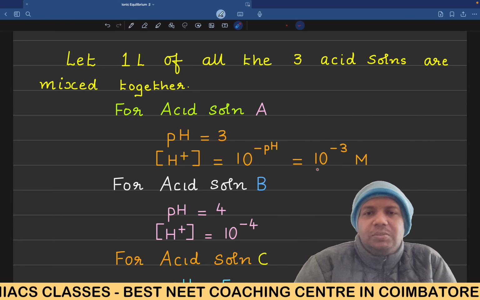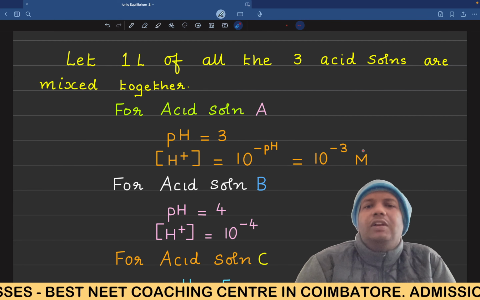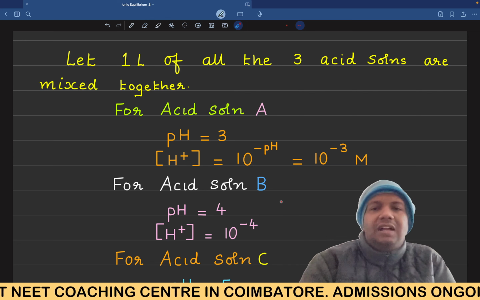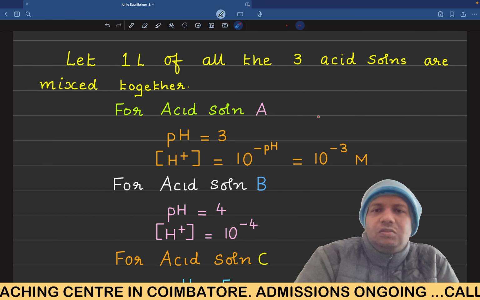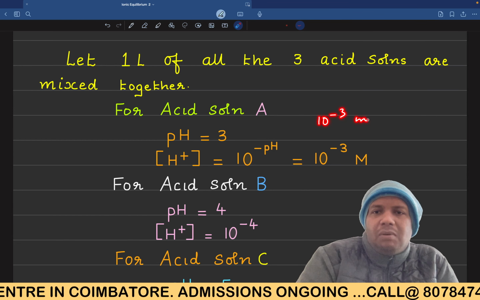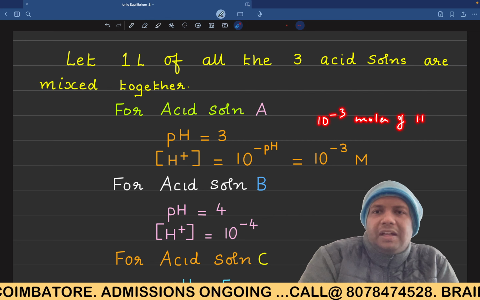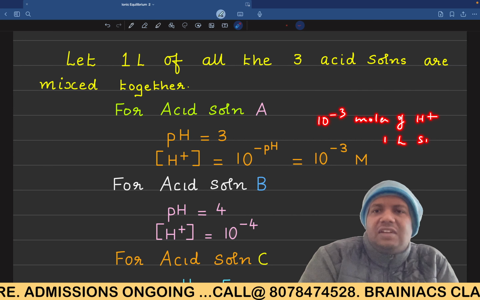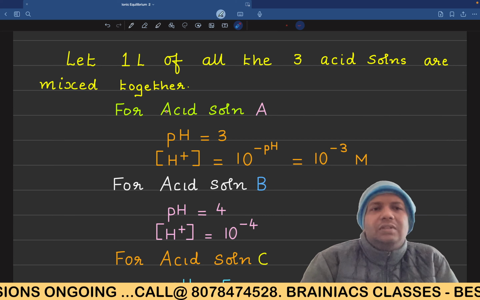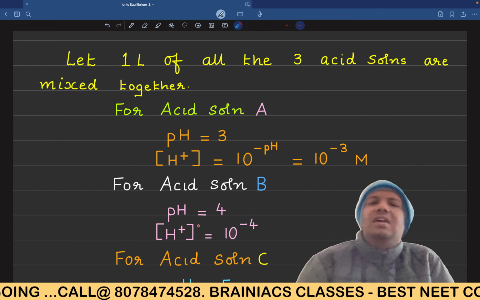10 power minus pH means 10 power minus 3 molar. How is 10 power minus 3 molar elaborated? This means 10 power minus 3 moles of H plus is present in 1 liter solution. Okay, so that's the reason why we are assuming everything to be 1 liter.